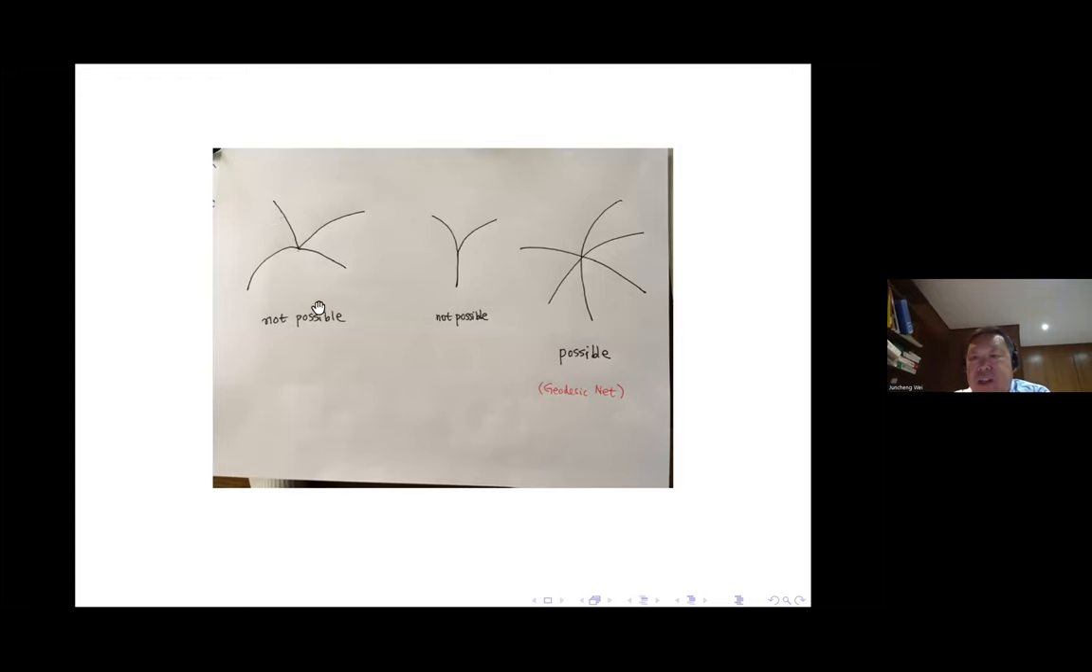So I will show you another three examples. For example, this kind of varifold will not be possible. It will not be a limit of a sine-Gordon double-well potential. And this cannot happen. And this may be possible, because these are geodesic nets.